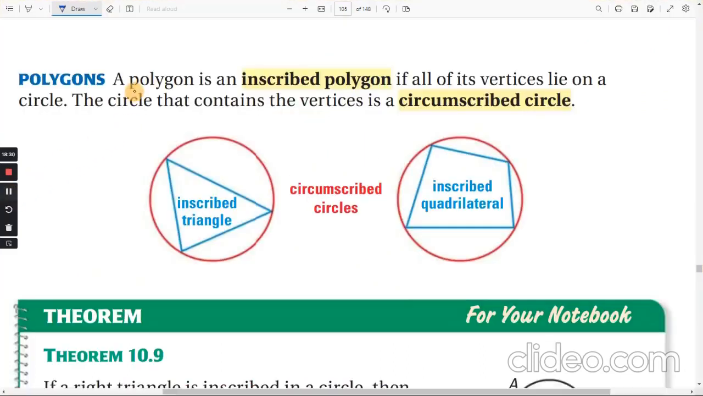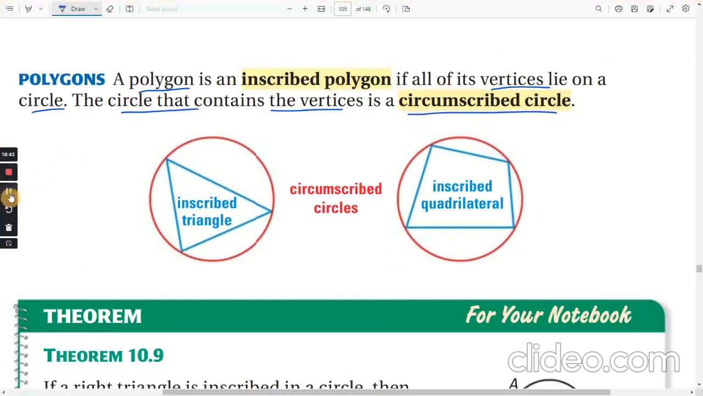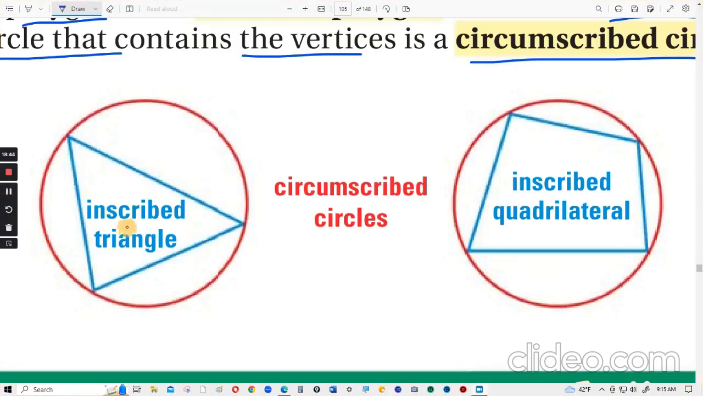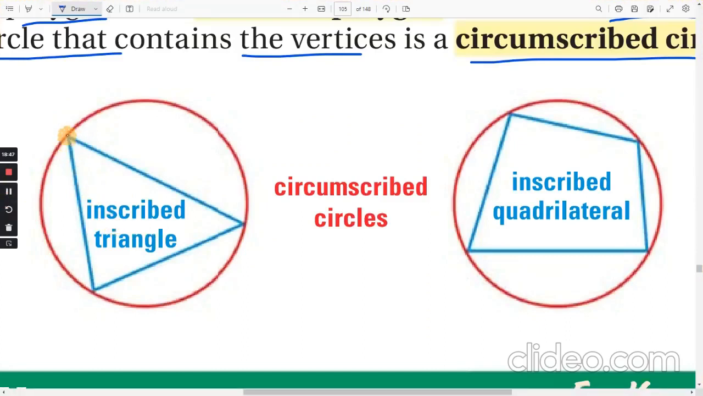A polygon is an inscribed polygon if all of its vertices lie on the circle. The circle that contains the vertices is a circumscribed circle. So the triangle here, you can see all of the points are on the circle itself. Those are the vertices. Same with the quadrilateral. All the points or vertices are on the circle. So the polygon is inscribed and the circle around it is said to be circumscribed.